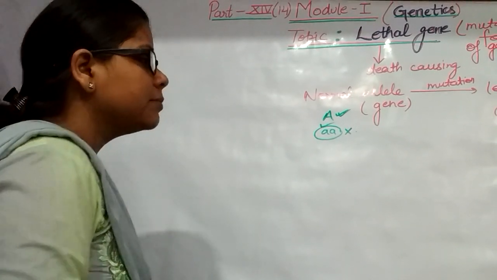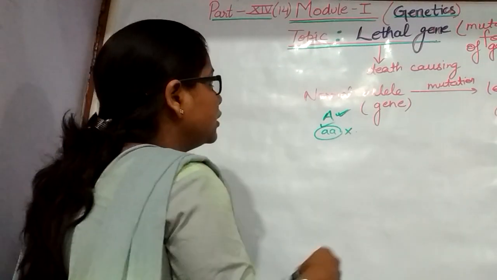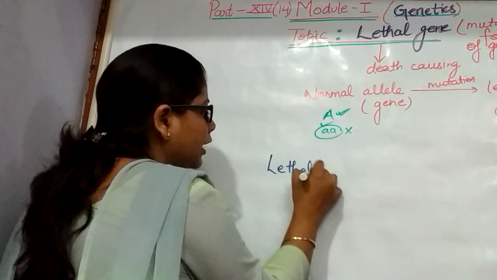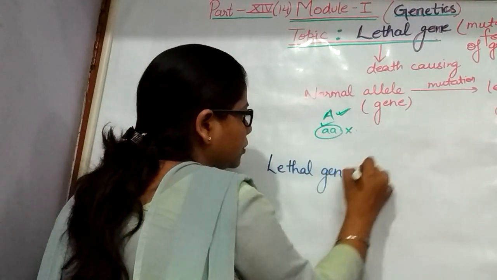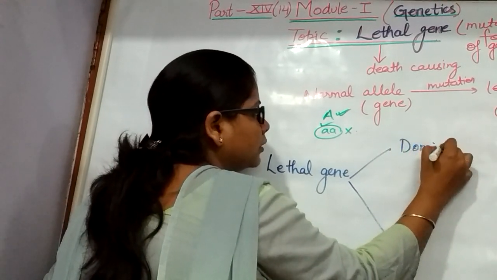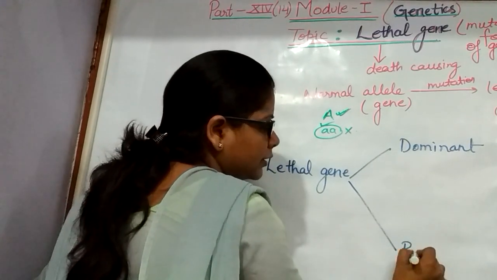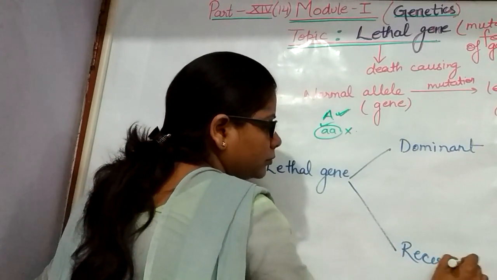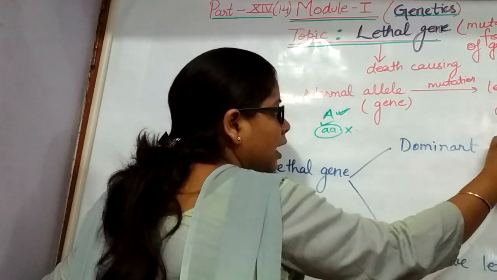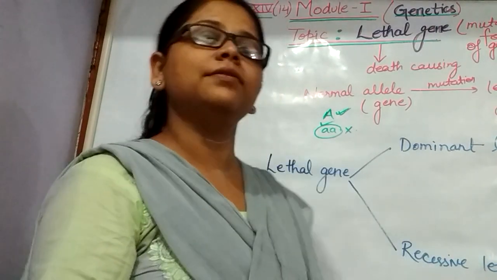Now I am going to discuss the types of lethal gene. So what are the types of lethal gene? Lethal gene can be divided into two groups. First one is dominant lethal, and second is recessive lethal. Both are lethal, it means both are death causing. But how can we differentiate between these two, the dominant lethal and the recessive lethal?